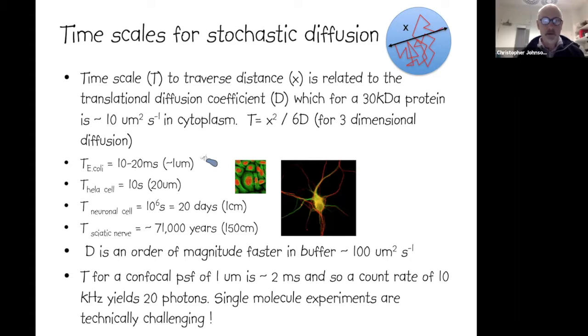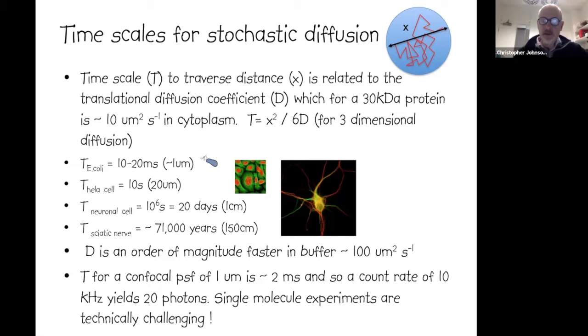Obviously, this is the reason why cells have evolved specific transport mechanisms where molecules can be directed in specific directions and at reasonable speeds, rather than relying on random diffusion processes. So in the buffer, which is obviously a less viscous environment than the cytoplasm, the diffusion coefficient is about an order of magnitude faster. And so therefore the transit time for random diffusion in a confocal volume is about 2 milliseconds, as I've already said.